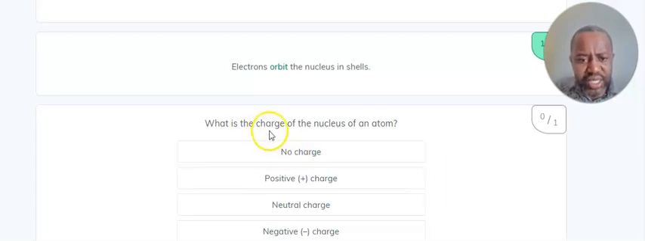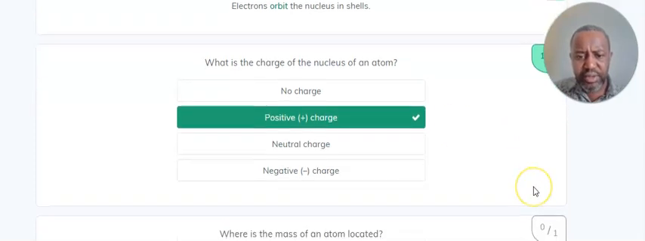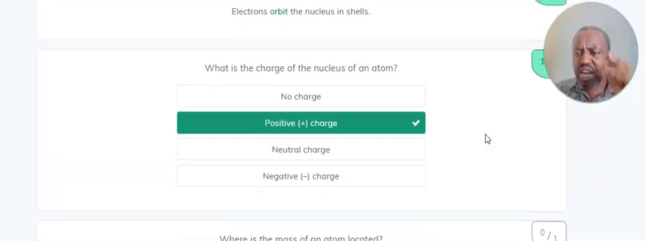Then, what is the charge of a nucleus of an atom? This is a repetition. In the nucleus, protons are there. So I'll go there with positive. I did not go with neutrons' charge. Neutrons have no charge. They have no charge at all. So when you have protons and neutrons together somewhere, the overall charge is positive because the neutrons have no charge.